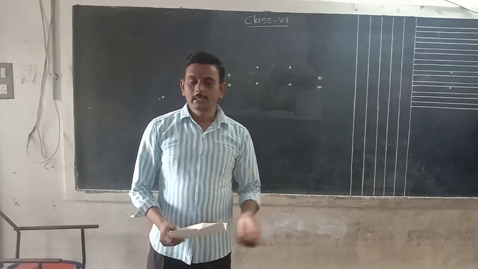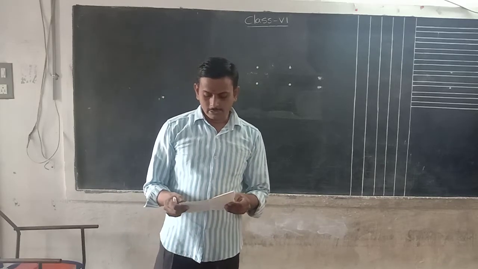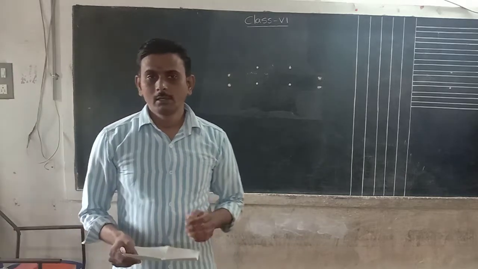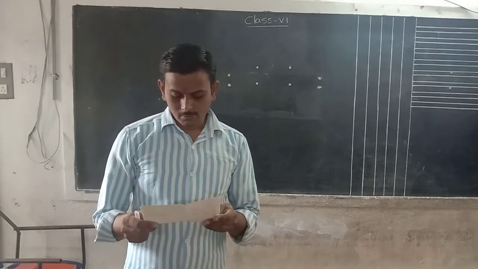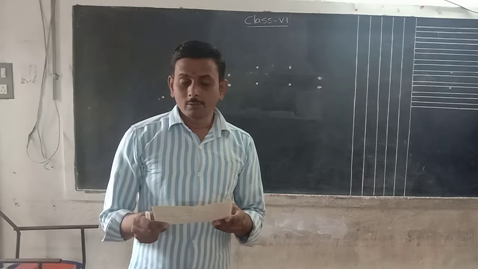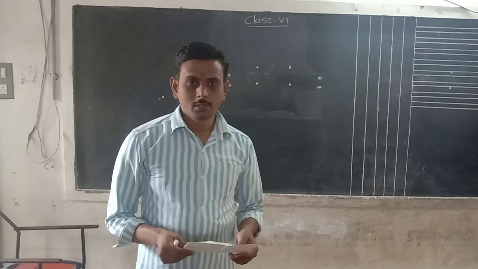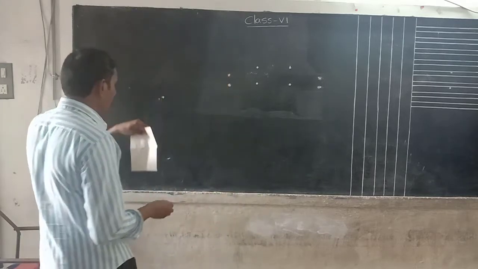Students, in the previous class we already started exercise 1.2. In that exercise 1.2, one sum I gave as homework for you, according to place value and face value. Okay, once again I will take out that one.